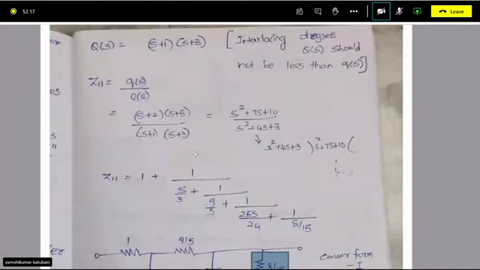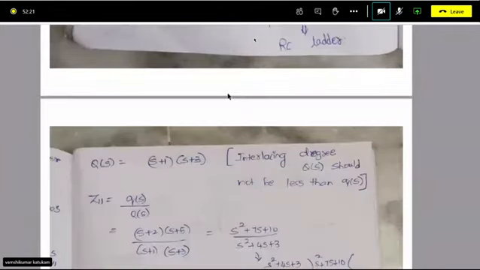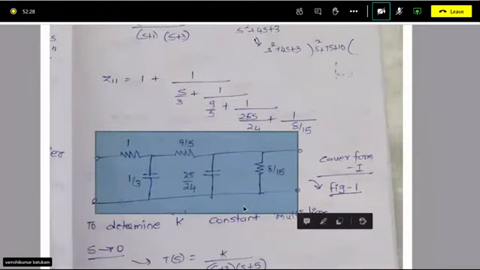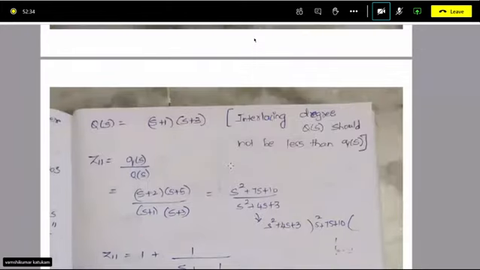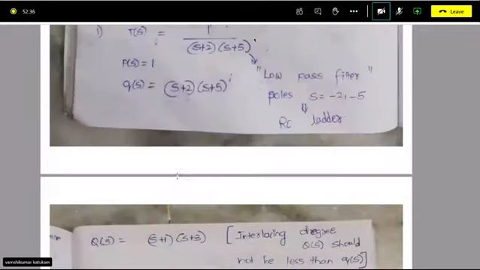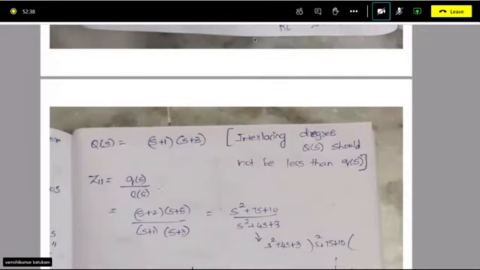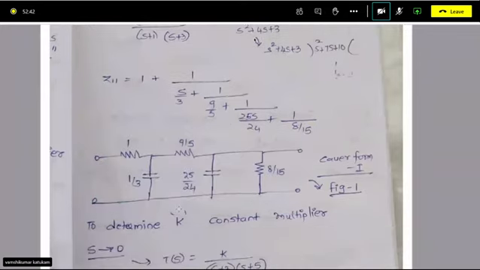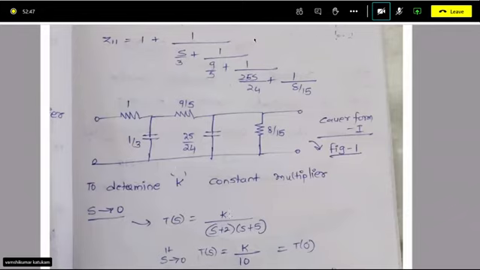That means now 1 by Z11, so this thing we have divided and we have got this network. But our problem is not complete. We have to synthesize the network for this given transfer function. We have divided by this and obtained this, but we have to determine the constant multiplier K.